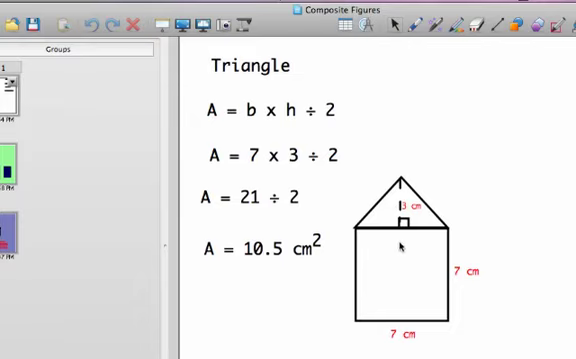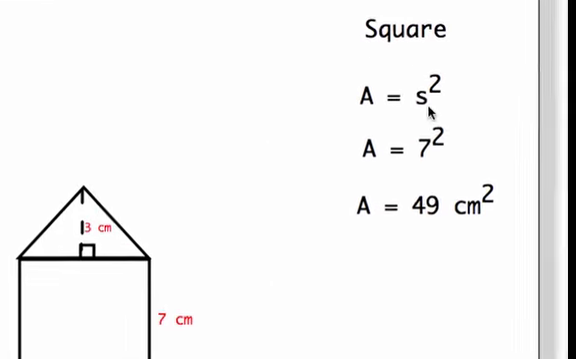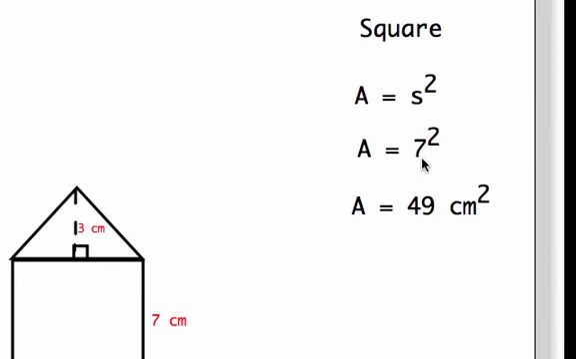We're going to do the same thing. We're going to find the area of the square. So the area of the square is we take side squared. We have 7 for the height. So we'd square that and we'd get 49. And once you do that, you're not done. You've got to find the total area.